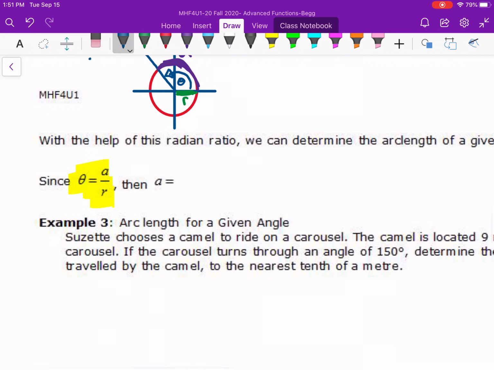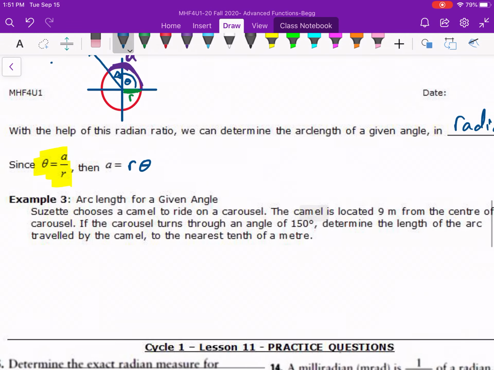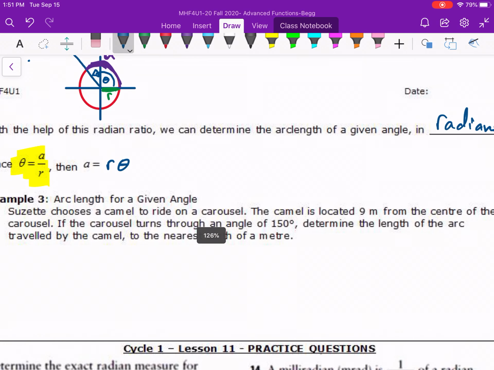We could rearrange it then. If I wanted to isolate arc length, for example, I could multiply both sides by R, and I get R times theta. I could isolate R as well if I needed to, but depending on what answer we're looking for in a question, I can just use that basic formula rearranged. So let's look at one.